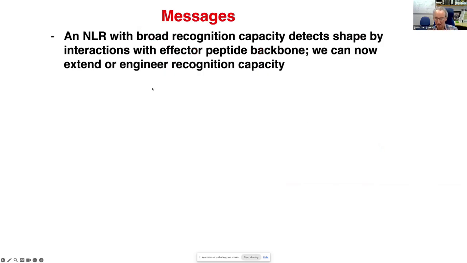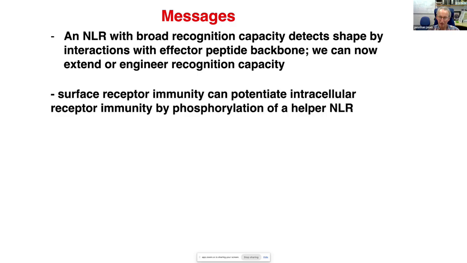So what am I going to tell you? In the tried and tested mode, I'll be telling you what I'm going to tell you, then I'm going to tell you, then I'm going to tell you what I told you. So I'm going to tell you about an NLR that's got broad recognition specificity, and we're trying to understand at a structural level how it detects so many non-identical recognized effectors from a pathogen, and how we've learned from that how to engineer it and extend its recognition capacity.